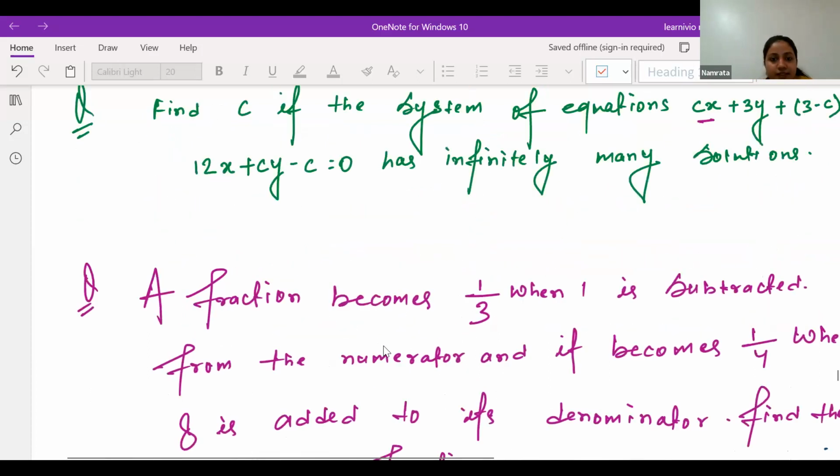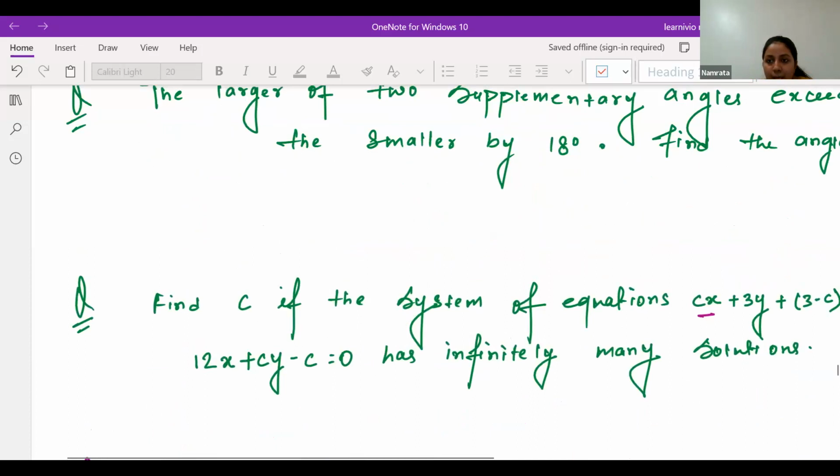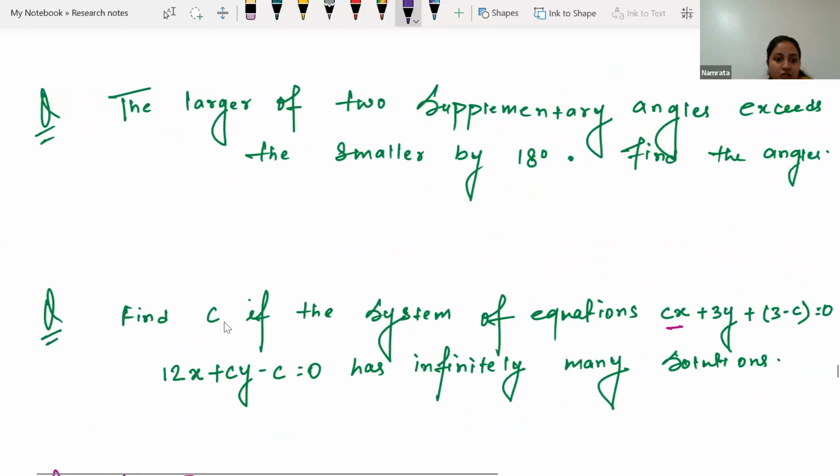And yes, after this, see this question. Find c if the system of equations cx plus 3y plus 3 minus c is equal to 0, and the other equation 12x plus cy minus c is equal to 0, has infinitely many solutions. Try this one.